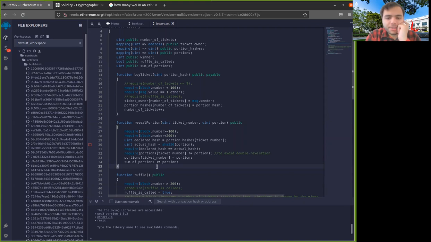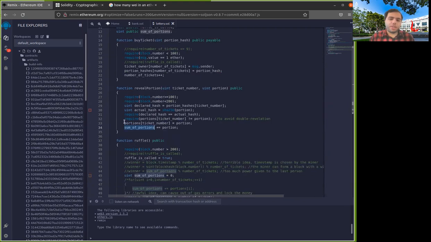So at this point, it doesn't make sense for me to reveal my portion. Right? So if everyone else has revealed their portion, and if I see that with the current value of sum of portions, I'm the one who's winning, then of course I would not reveal my own portion, because the portions get added only after they're successfully revealed. And if I successfully reveal my portion, I'm going to lose. But if I don't reveal it, I'm going to win.